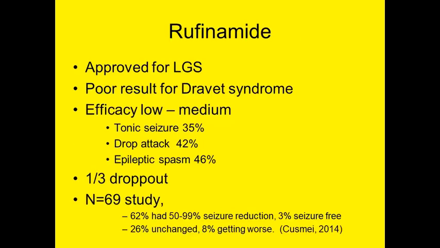Rufinamide is for Lennox-Gastaut syndrome, and the efficacy is low to medium. It's not a strikingly efficacious medication.